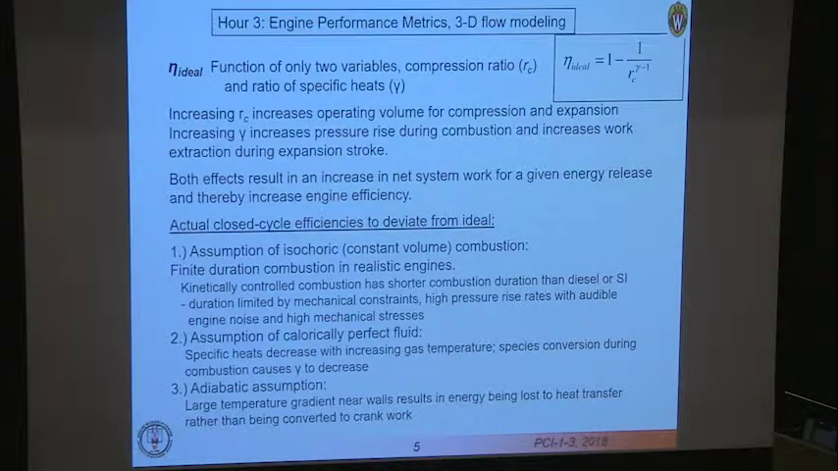So the ideal efficiency of the Otto cycle, as shown in this equation, is a function of only two variables, compression ratio and the ratio of specific heats. I can increase the efficiency by increasing the compression ratio. Increasing gamma also is useful. This increases the pressure rise during combustion and increases work extraction during the expansion stroke. So both effects, increasing R sub C, compression ratio, and gamma, result in an increase in efficiency for my engine. Okay, that's what we learned from thermodynamics for our Otto cycle.